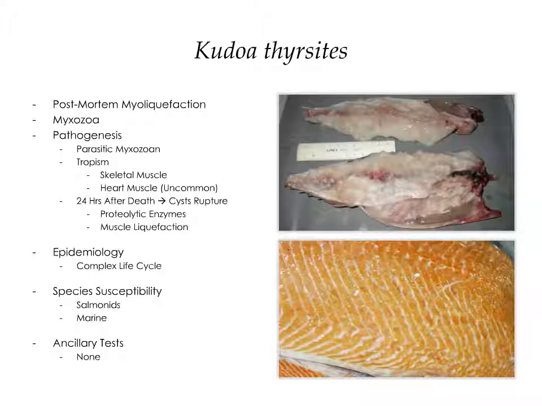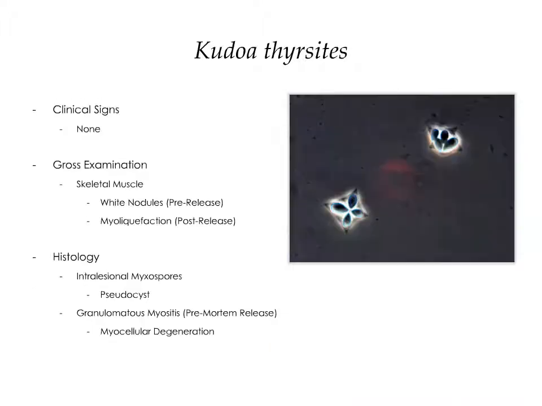Unsurprisingly, there is little demand for such a product, resulting in a significant financial loss to the producer. In regards to epidemiology, the parasite has a complex life cycle. This is primarily a disease of salmonids within the marine environment. At present, ancillary testing is unavailable. There are no obvious clinical signs associated with infection.